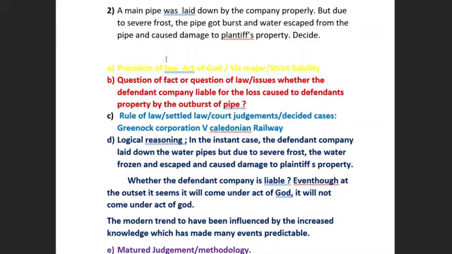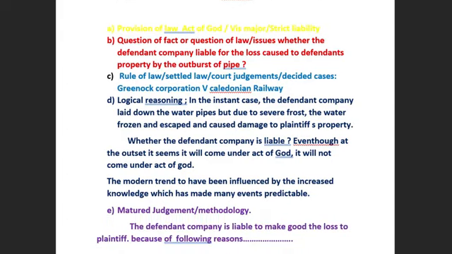So where we can find this one, the provision of law, we can find under act of God or mismeasure, or we can find even under the strict liability. Here what are the issues? Here the issue is whether the defendant company is liable for the loss caused to the plaintiff's property by the outburst of the pipe. Here we have to decide this question, whether the defendant company is liable, because the defendant company has laid down the pipes in a proper way, whether it is liable for the loss caused by the outburst of the pipe.